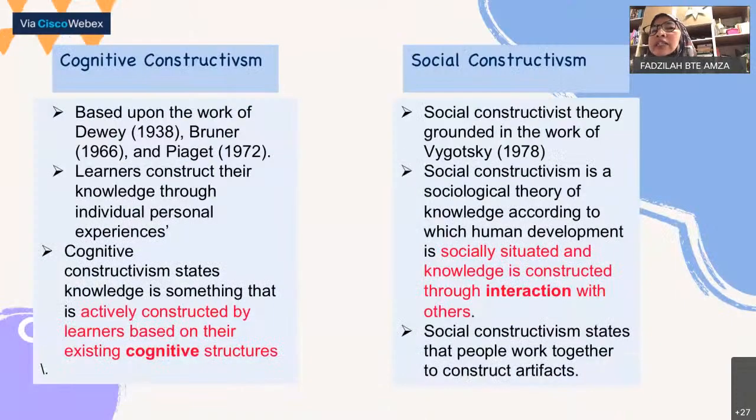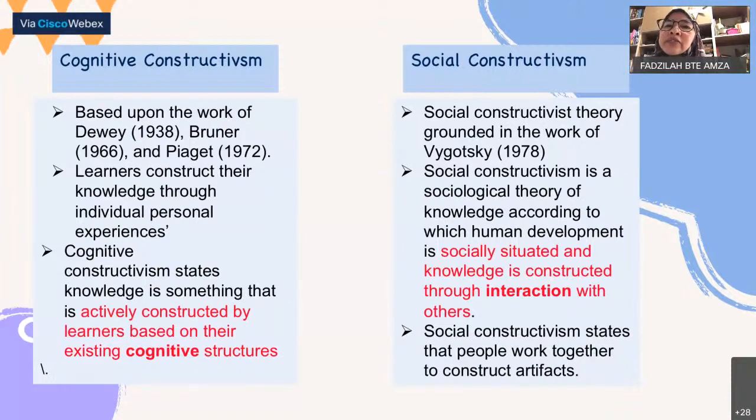But social constructivism, from the word social, is socially situated, and knowledge is constructed through interaction with others. So kalau cognitive constructivist percaya knowledge itu berlaku interaction in the head of the learners, but for the social constructivist, pengetahuan itu dibina melalui interaction the learners with environment around the learners.